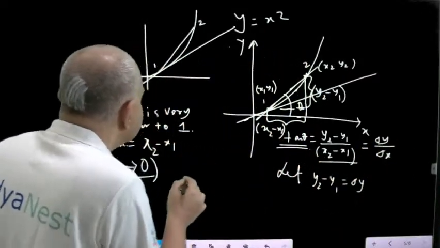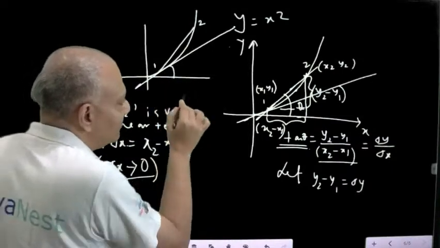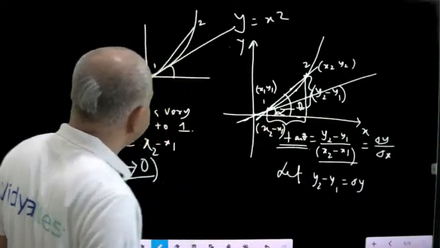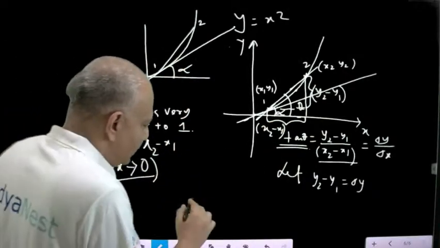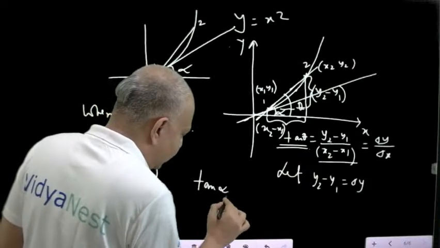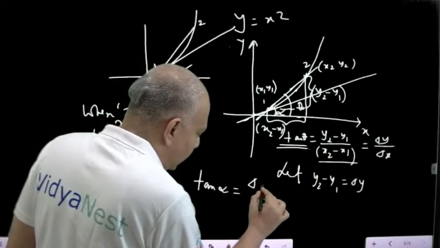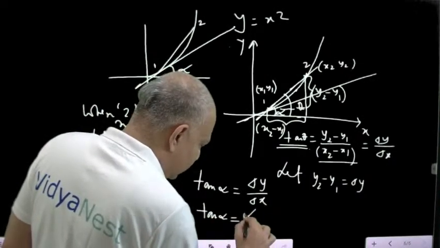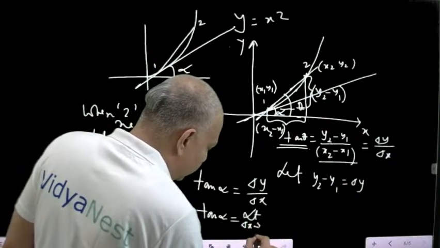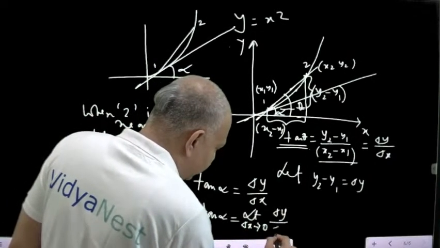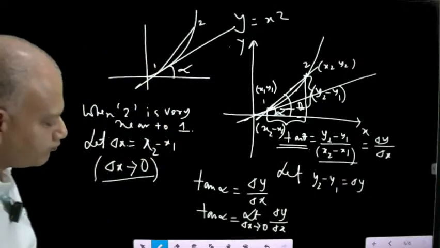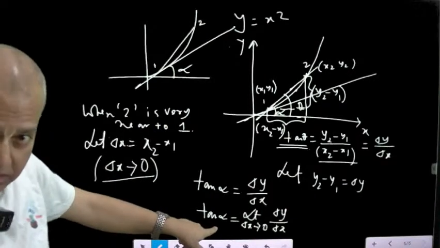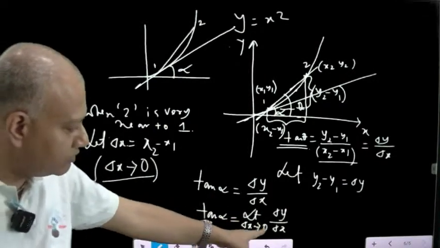Tan theta is going to become the slope of this tangent. This is the tangent, suppose alpha. So ultimately tan alpha, I can tell, is equal to delta y by delta x. Tan alpha is ultimately the limit delta x tending to 0 of delta y divided by delta x, isn't it? That means the slope of the tangent at the point 1 is equal to the limit delta x tending to 0, delta y by delta x.